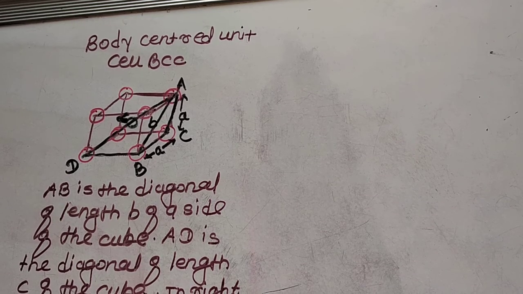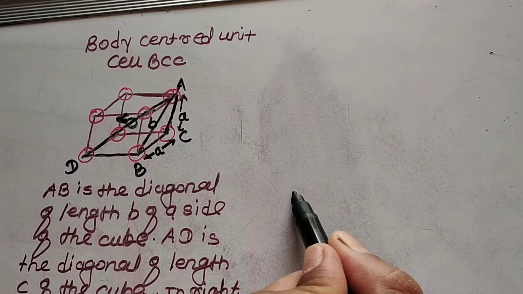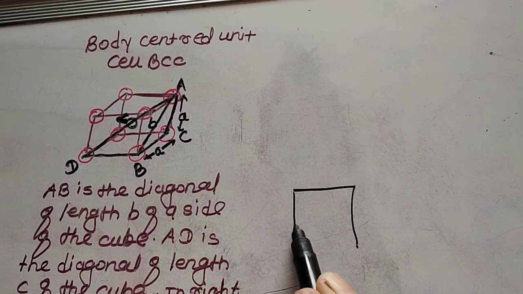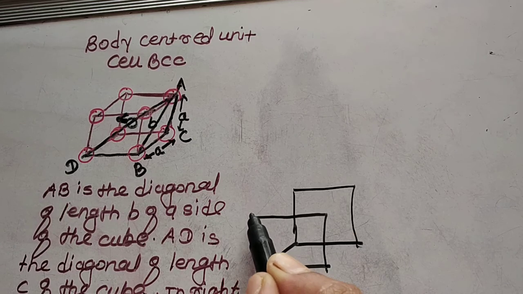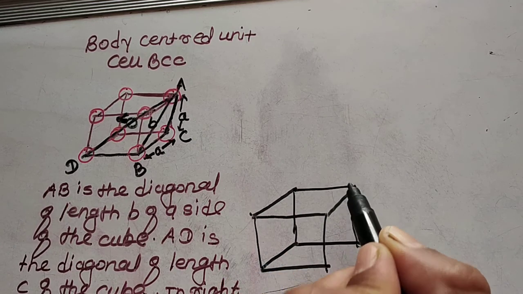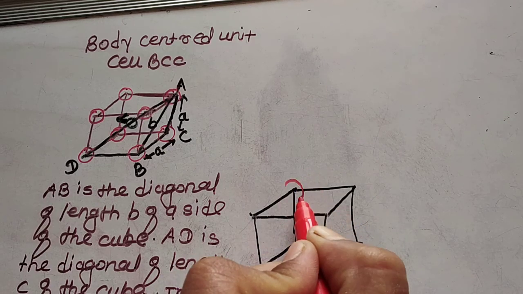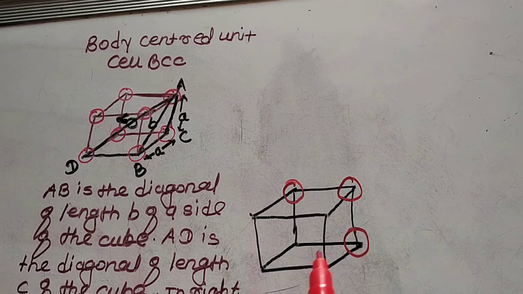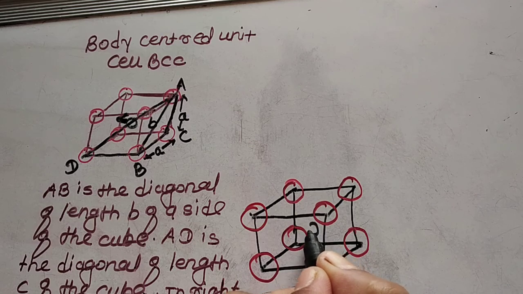This is an important point. I can just draw one cube here. This is a BCC type structure. That's why all atoms are present on the corner. So I can draw all atoms on the corners here. There are 8 corners, and you know that in BCC structure one atom is present in the body center.